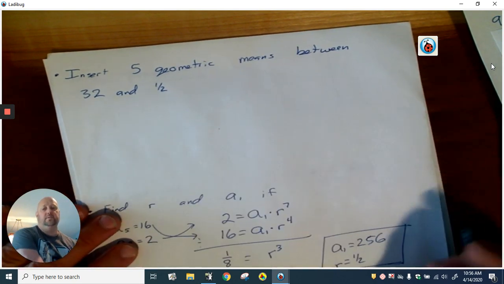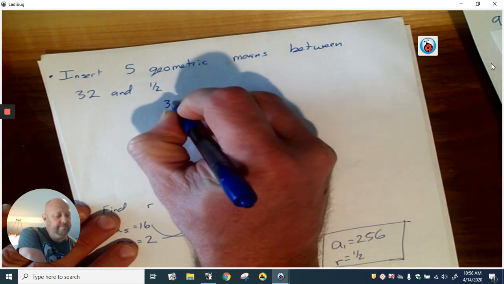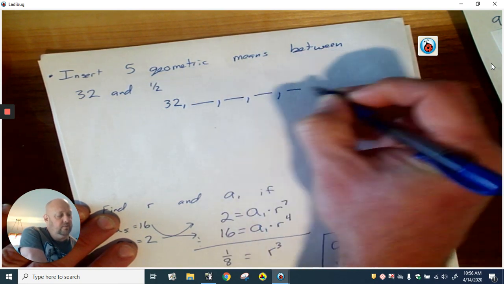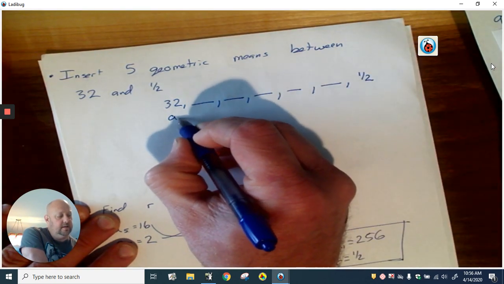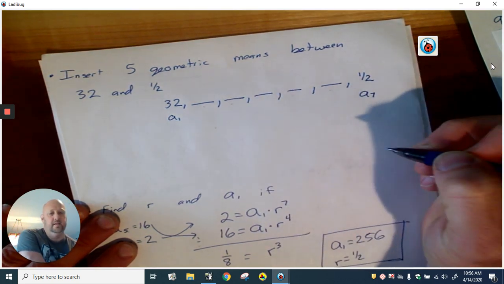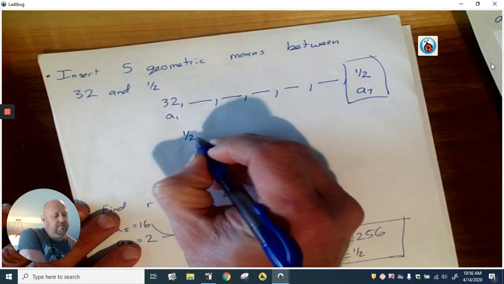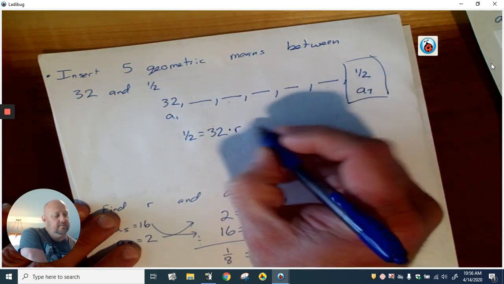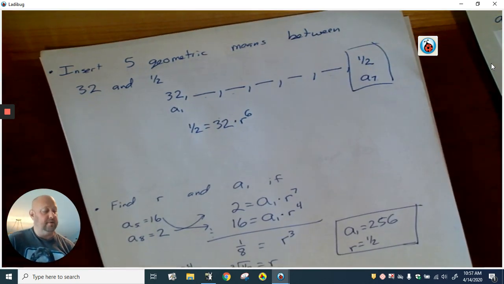So one very similar to that that could end up having two different solutions is this one. Insert 5 geometric means. So I have 32 and I have to insert 1, 2, 3, 4, 5 numbers, and then I have a half. So again, this is my a sub 1, a sub 2, 3, 4, 5, 6. Now I have a sub 7. Again, we write an equation for that one. So that means 1/2 would have had to equal my a sub 1 times my r to the n minus 1. So now I have an even exponent, which means I'm going to have two different patterns here.